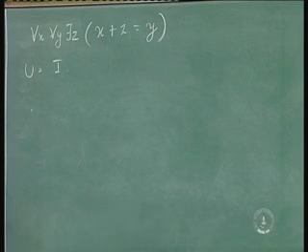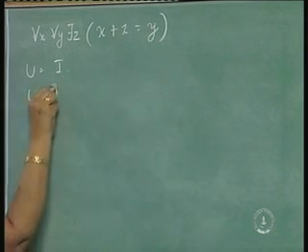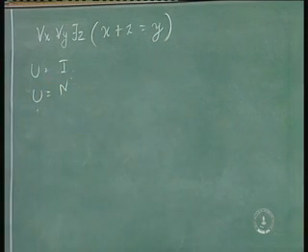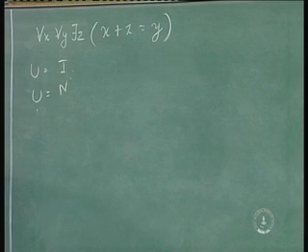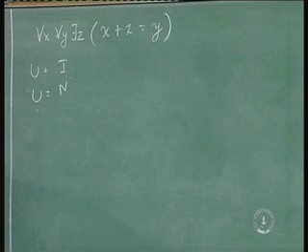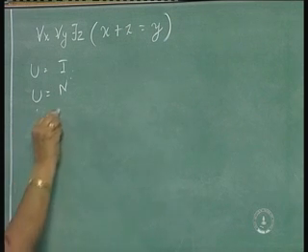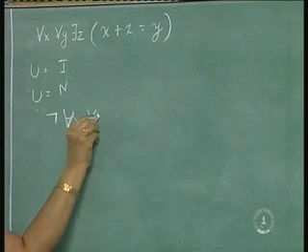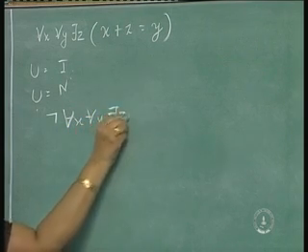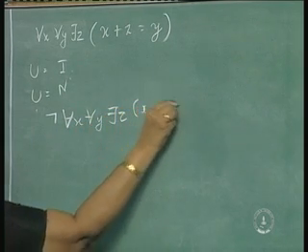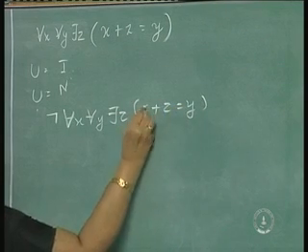Now, if you take the underlying universe to be the set of non-negative integers, then this is not true. This will be true only when y is greater than x. If y is less than x, you cannot find a non-negative integer z such that x plus z is equal to y. So this should be the statement: not for all x, for all y, there exists z, x plus z is equal to y.